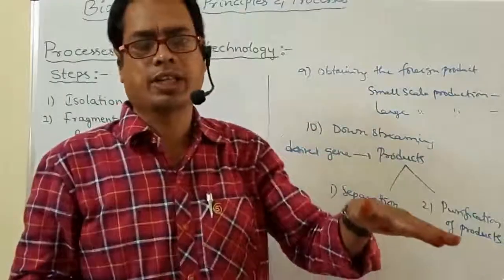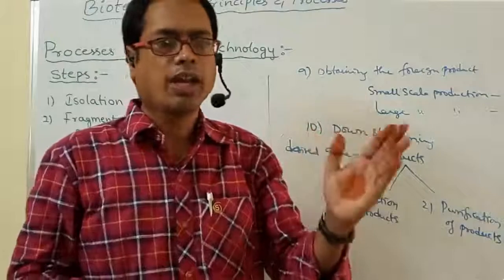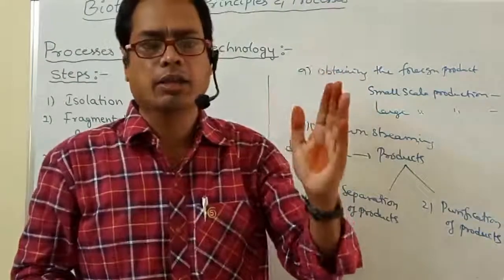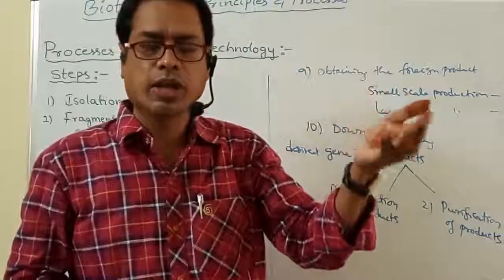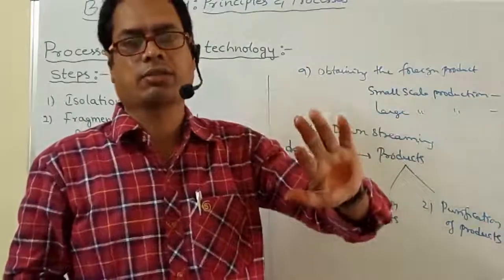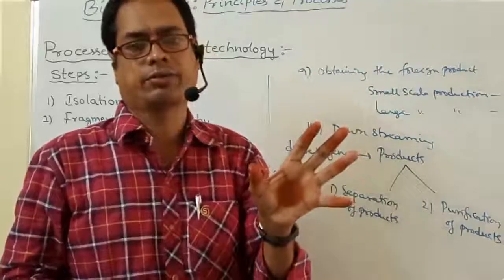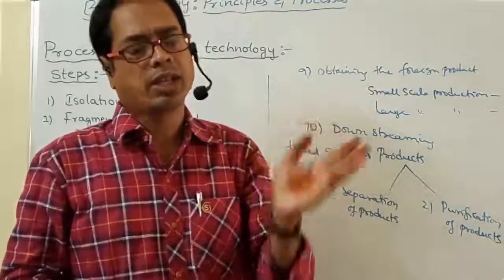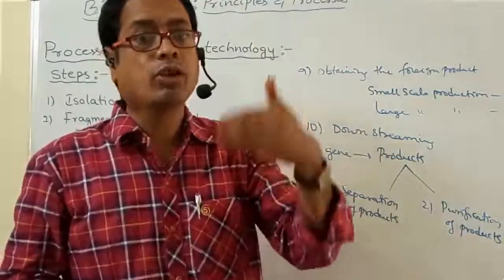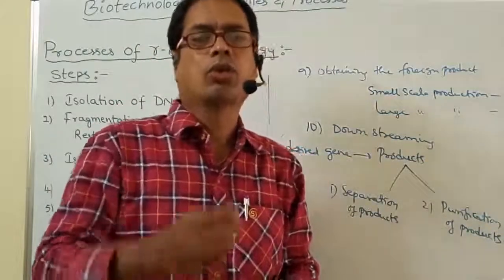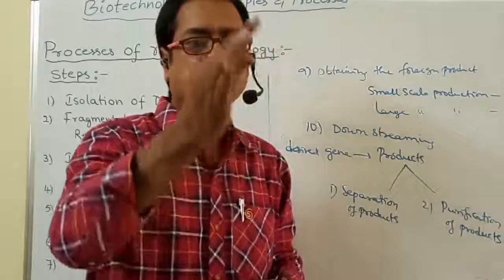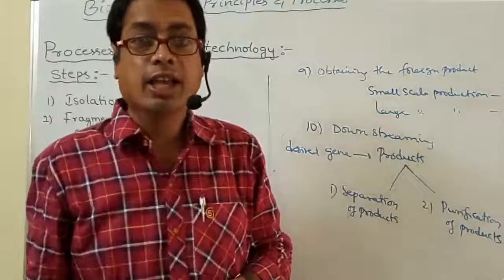Next, we have to isolate the plasmid. Isolation of plasmid can be done by, first of all, cell wall lysis by lysozyme and then centrifugation. Finally, the plasmid is isolated. The isolated plasmid is cut with the same restriction endonuclease. Why do we have to use the same restriction endonuclease? To obtain the same sticky ends.